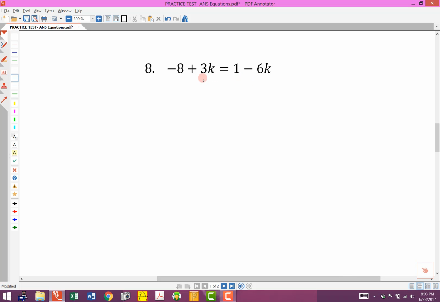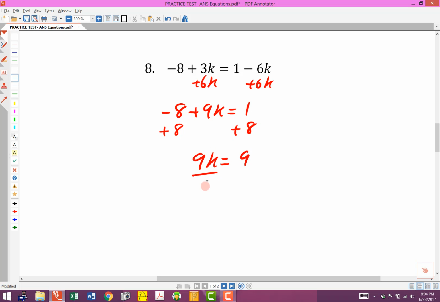Alright, again, 3k over here, negative 6k, both sides are simplified, so we're good to go here. I'm going to move the smallest one. We're going to add 6k to both sides. Negative 8 plus, this is going to be 9k equals 1. So two-step equation, we're going to isolate that variable term. So 9k, and this is 9. Boy, this works out nicely here. Take a look at this. Once those cancel, we get k equals 1, so we're all set there.